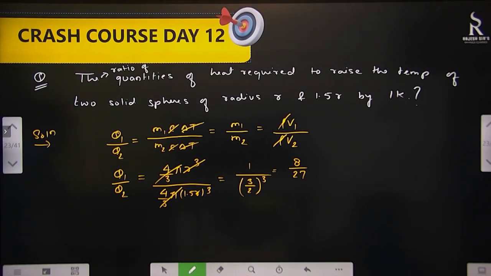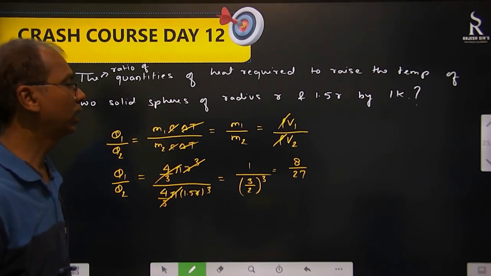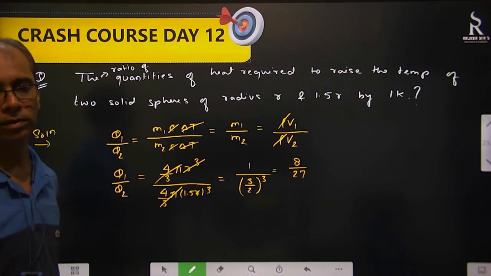Okay. So, like this also question can be asked from you. Alright, this has nothing to do with mixture and all that. This is a simple question depending on specific heat. Okay students, so today's class we are finishing here. Calorimetry we finished and expansion we finished. Tomorrow's class will be based on heat transfer.